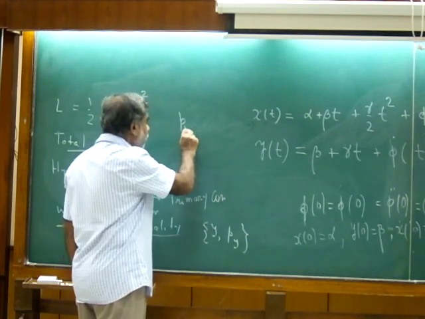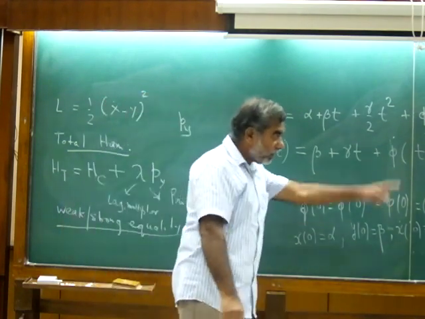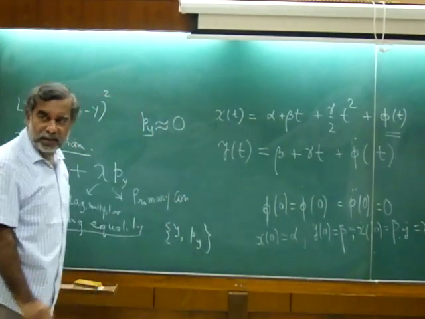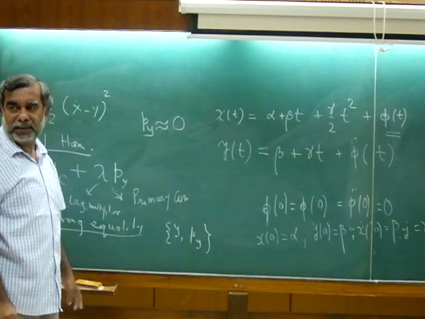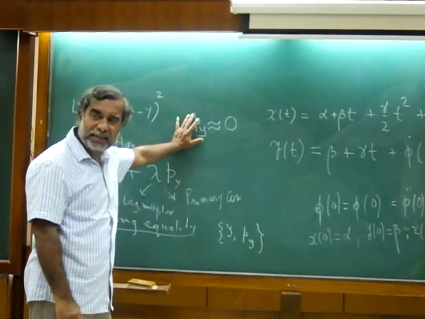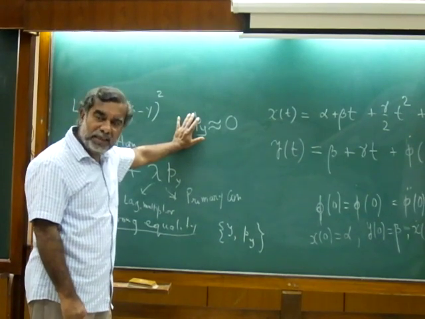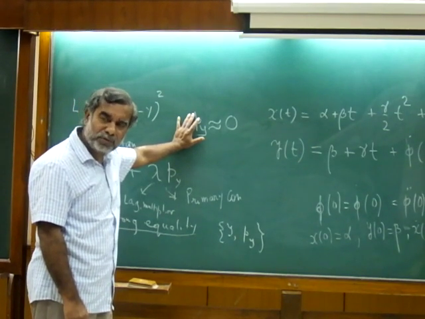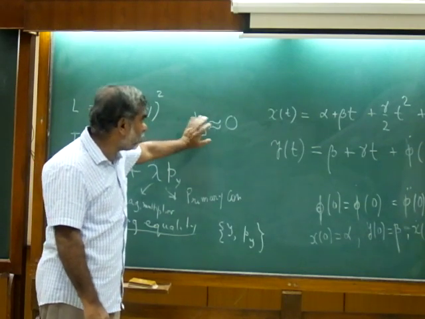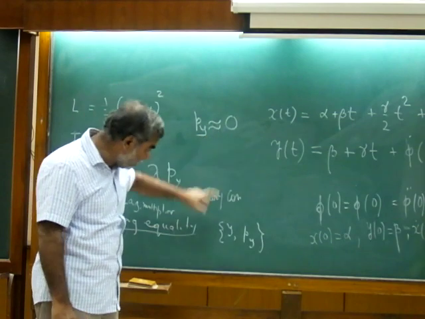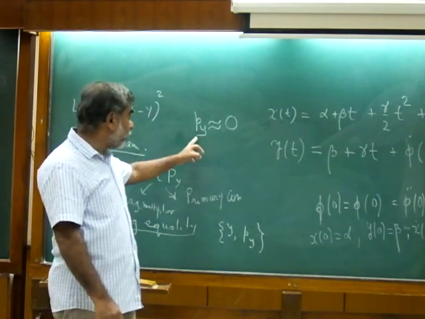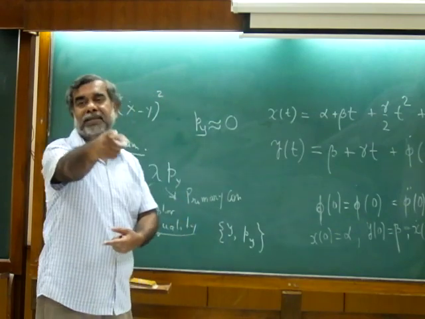The constraint Py will therefore be written like this. This is called a weak equality. A weak equality means that whenever this object is used in the calculation of a Poisson bracket, then you cannot substitute it or replace it by 0 inside the bracket. Fine. You can only use this when all brackets have been computed.